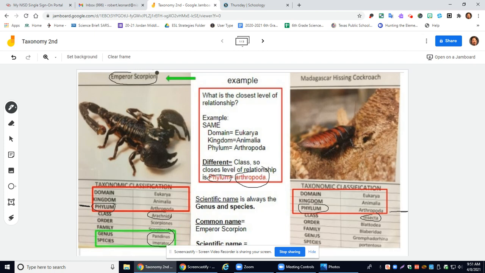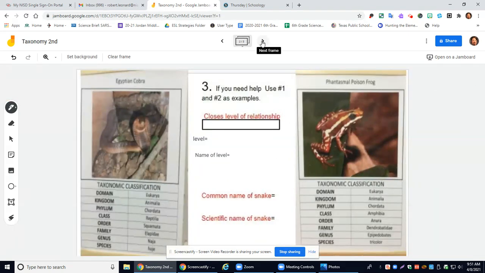The difference between the common name and the scientific name is that the scientific name is worldwide. So you could go to Japan, and if you told somebody Pandinus imperator, they would know that you're talking about an emperor scorpion. Now, if you go to Japan and you said emperor scorpion, they'd be like, what are you talking about? All right. Moving on to number 2.